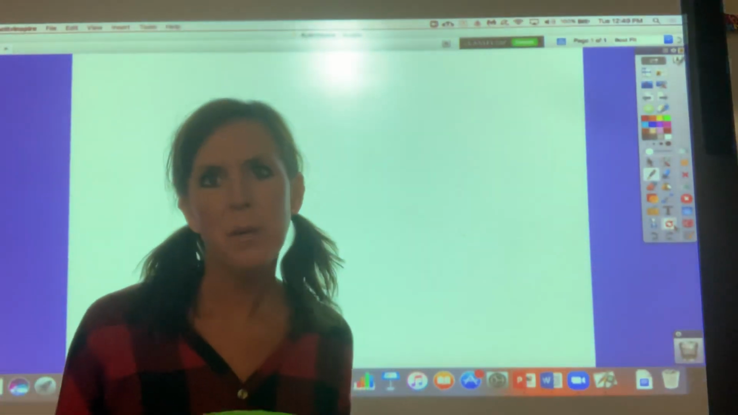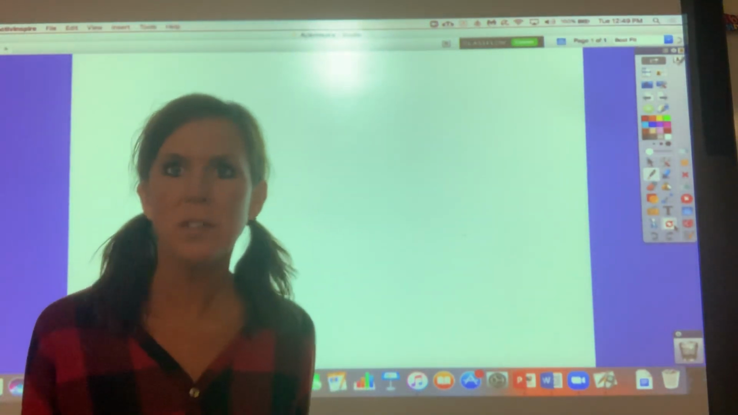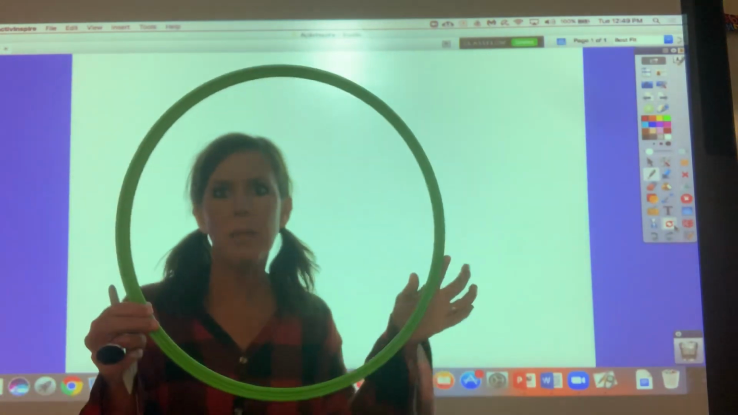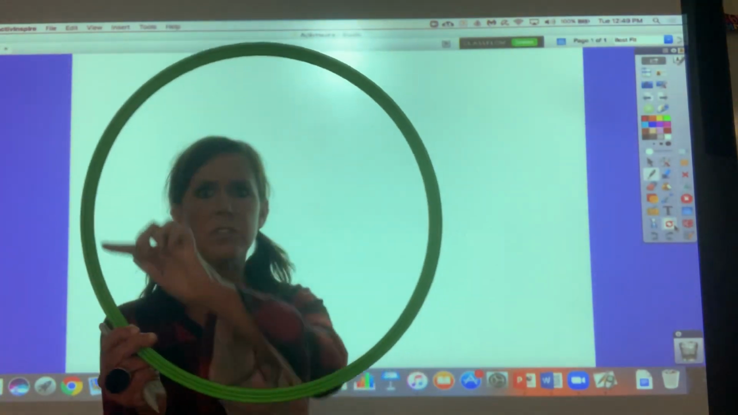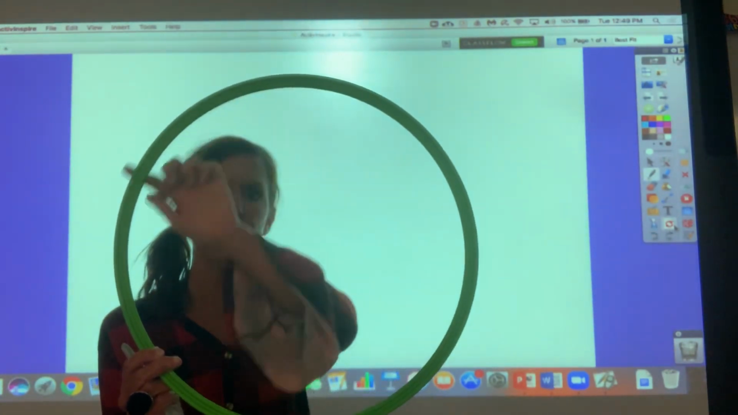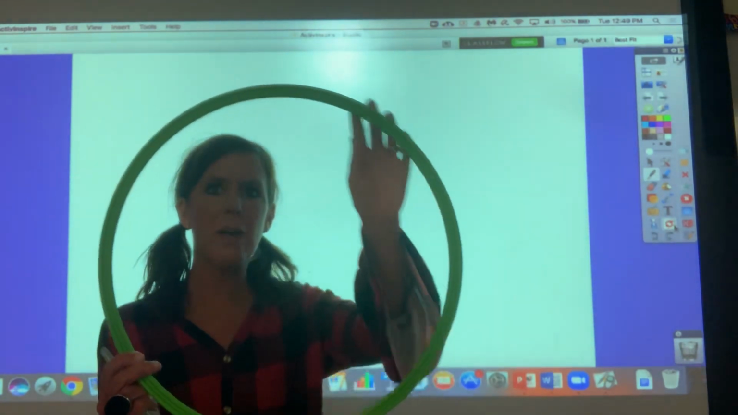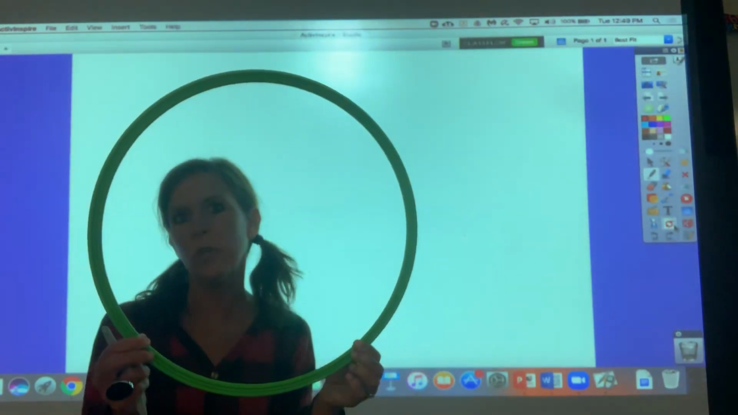Hi, sixth graders. Today we're going to continue our discussion of circles in chapter 11. Today we're going to talk about circumference. The circumference, which we wrote down the other day, remember, is the distance around a circle.